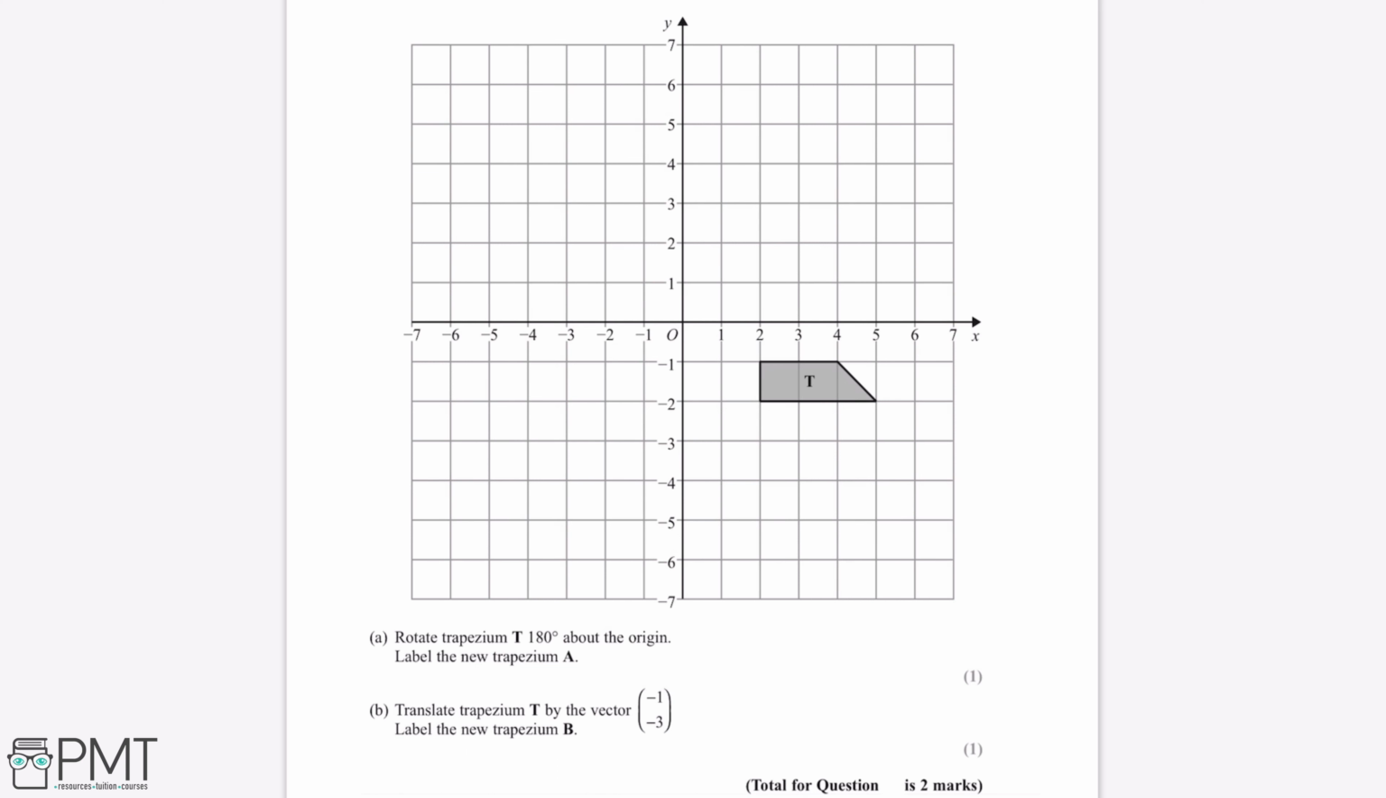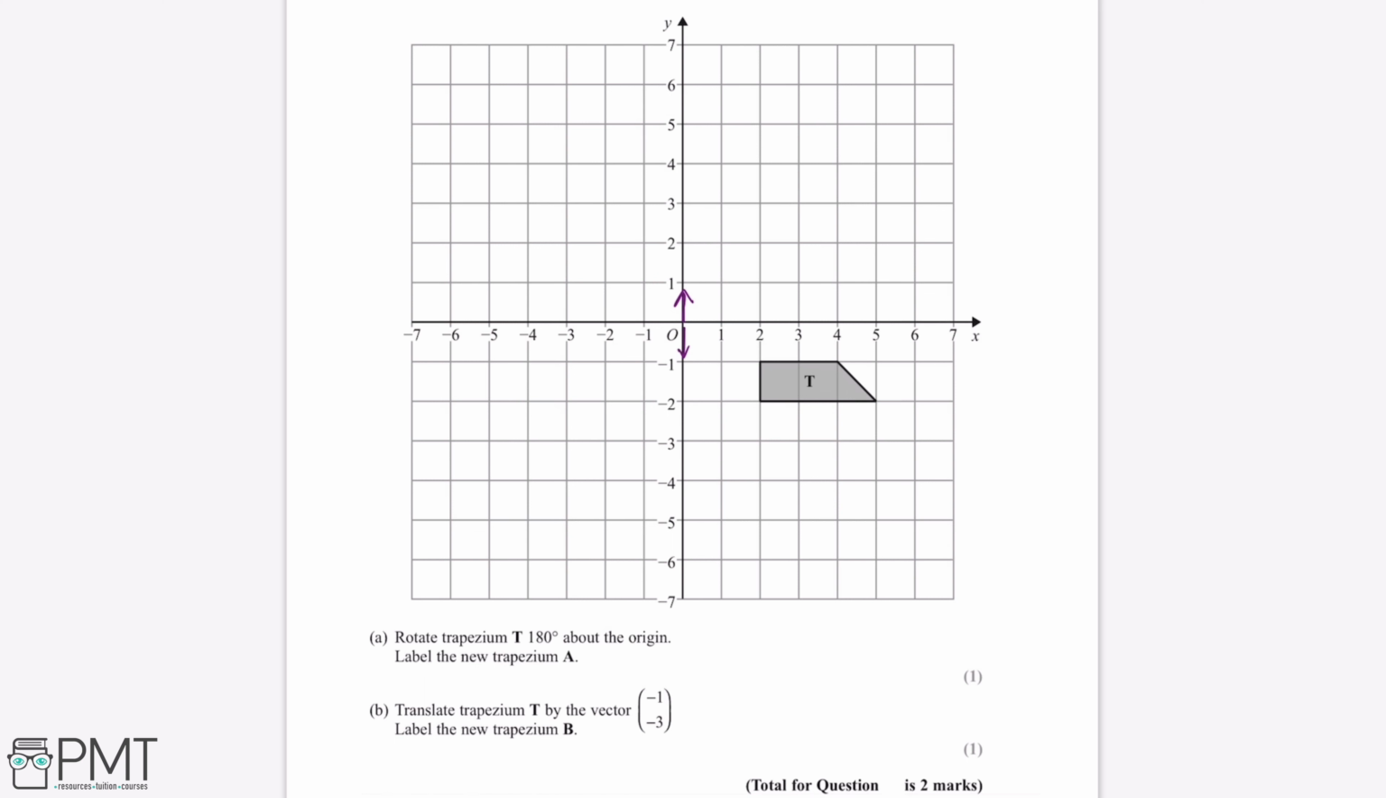Using a pencil, draw over the trapezium T. And you can also draw an arrow so you can see how many degrees you've rotated the paper. And then you're going to want to place your pencil on the origin and then rotate your tracing paper 180 degrees. And after this rotation, your arrow which you've drawn should be pointing downwards.